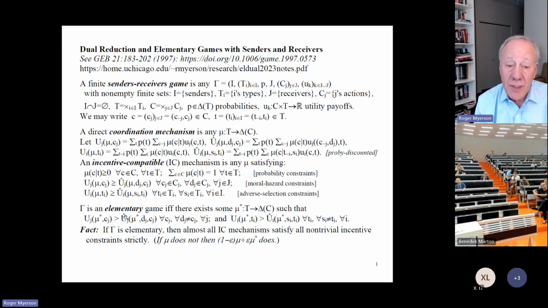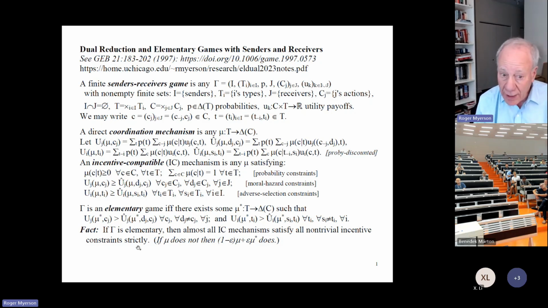Anyway, an elementary game is one where all non-trivial incentive constraints can be satisfied strictly. I can't say all incentive constraints are satisfied strictly, because in my quantification I included the trivial incentive constraints where DJ equals CJ or TI equals SI, where you're deviating from your type to report your actual type. That's formally included among the incentive constraints. Those are the trivial ones, and those of course are always satisfied as equalities, trivially. But if all the non-trivial incentive constraints can be satisfied strictly, then we say we have an elementary game.